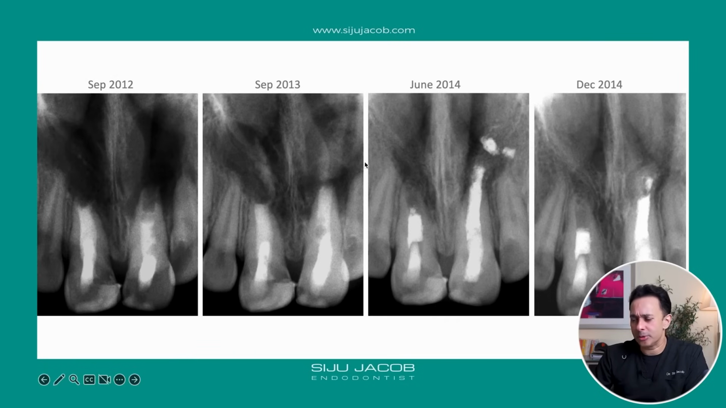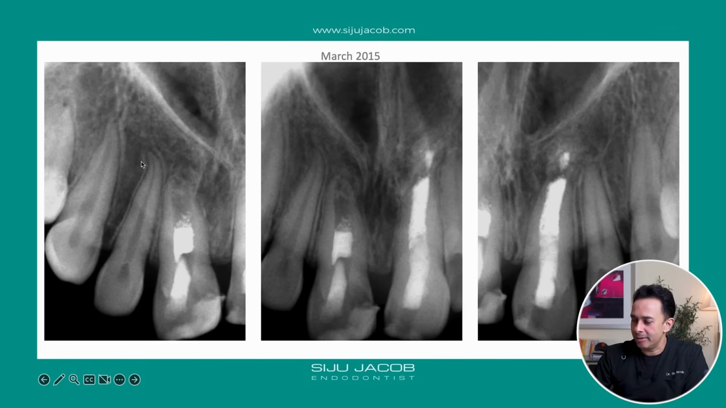She was 10 or 11 years old. And so this is what we did. We recalled this patient September 12. A year later, you can see the lesions starting to improve. And then 2 years later, you can see the lesions completely healed. And then in March 2015, you can see the lesions completely healed with just Metapex in the canal. So this is a really good result.